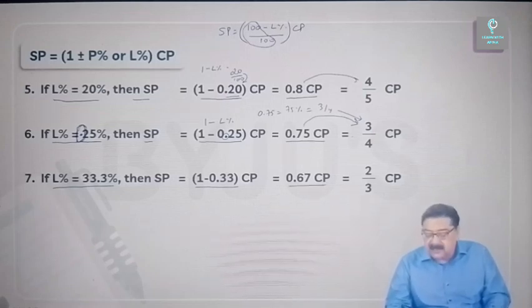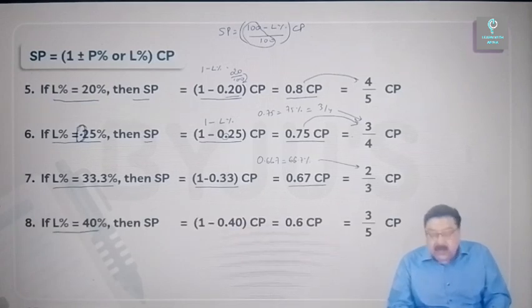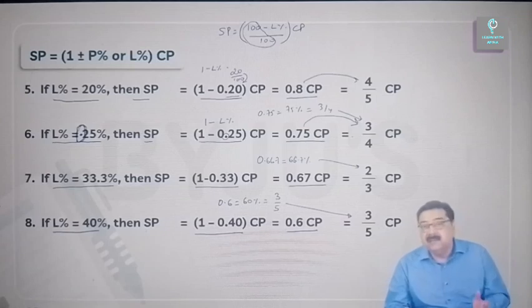Now similarly, if loss percent is 33.3%, then selling price shall be 1 minus 0.33 times cost price, which is 0.67 times cost price. So 0.67 is nothing but 66.7%, which when we convert into fraction becomes 2 by 3. So if loss percent would have been 40%, then selling price shall be 1 minus 0.4 times cost price, that is 0.6 times CP. So 0.6 times is nothing but 60%, and 60% we know that its fraction equivalent is 3 by 5. So hence it becomes 3 by 5 times cost price.